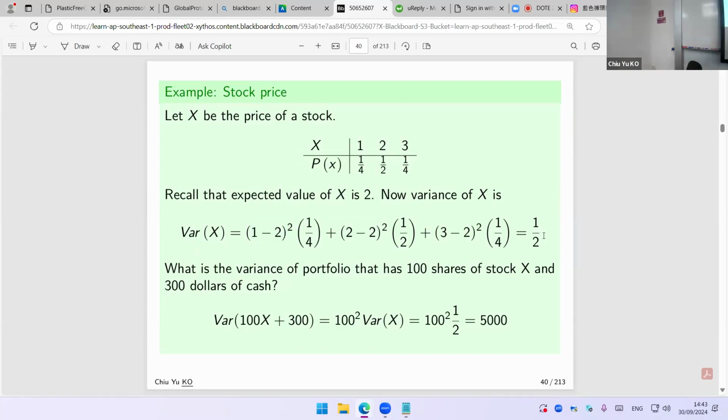So the question is, if the price X represents the price of the stock, okay? And the stock can be $1, $2, or $3, right? And you have $400 cash. What is the risk measured by variance of the portfolio? The variance of this whole thing, the portfolio, because of cash, at 300 actually is not there. And 100, you take it out, becomes 100 square. Then you multiply that. The risk, if you measure by variance, is 5,000.